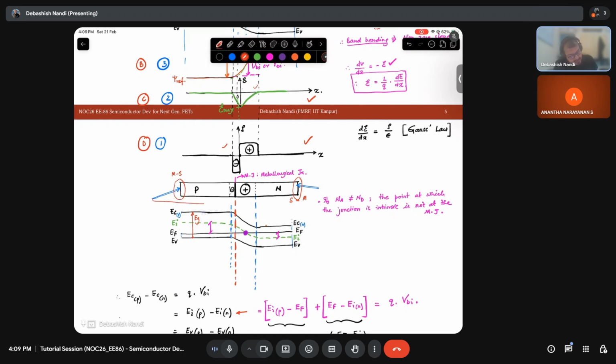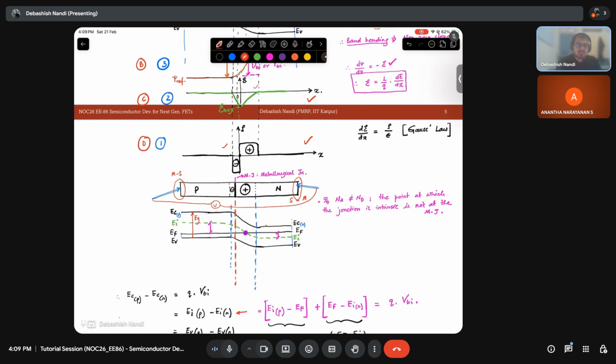Once these two are connected with some voltmeter, this entire system forms a loop, and by KVL every voltage will get cancelled. So you will not get anything in your voltmeter output. That is why built-in potential is something which you cannot measure.